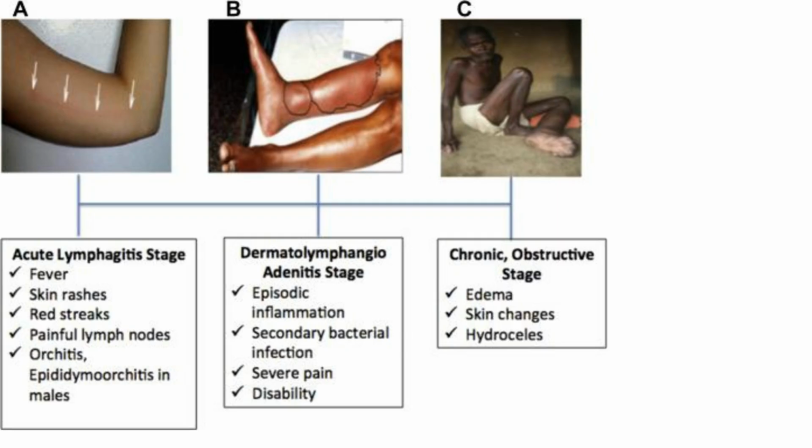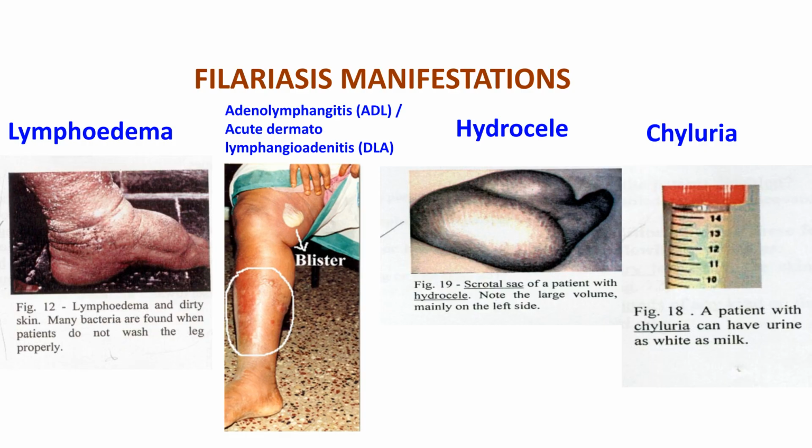This presents with acute inflammation of lymph nodes and vessels, fever, and pain. These acute attacks are often triggered by secondary bacterial infections and represent the body's inflammatory response to the worms and associated bacteria. This slide emphasizes a critical concept. Repeated attacks of acute adenolymphangitis are a major cause of worsening lymphedema.